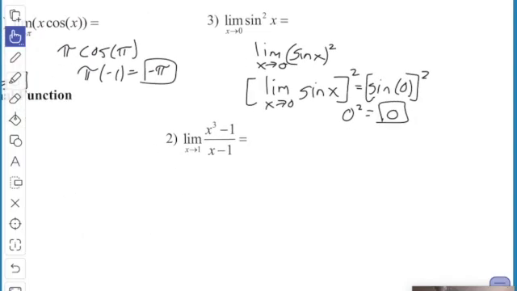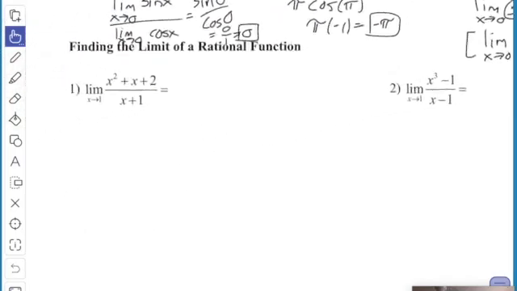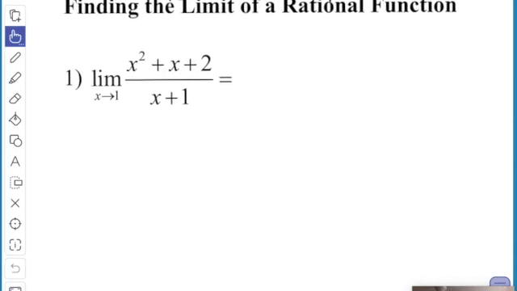So here's where it starts to get interesting. Maybe not in the first one, but pretty soon after. We'll take a look here. So find the limit of a rational function. Now we have some interesting things to do. Number one is always going to be substitution.